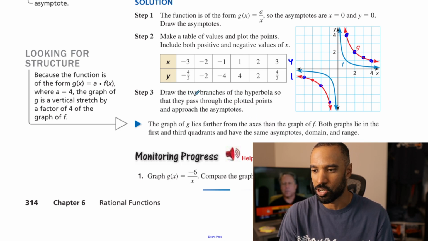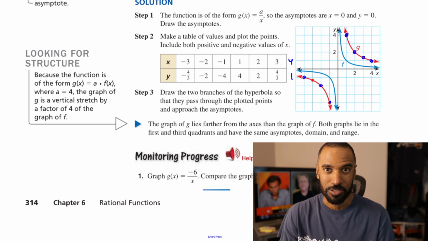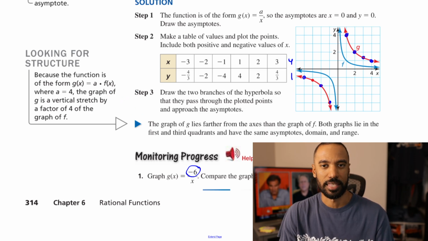Let's see what they say on branches, because I'm not big on that phrasing. Draw the 2 branches so they pass through plotted points. I don't know if we have to describe branches here, but the branches both lie in the same quadrants as these ones. When do they lie in these quadrants? Well, I think you know that answer. Negative values. Negative a values, like this one. We'll probably hit others like that and talk about them then.